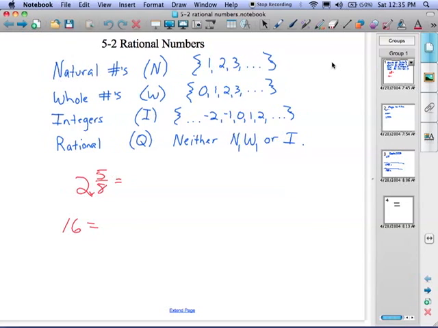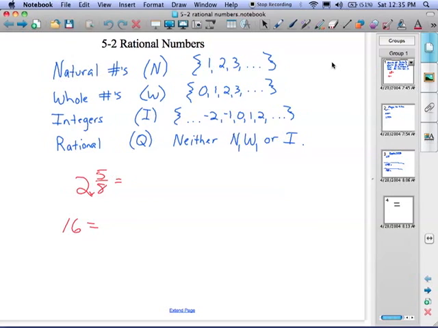They don't get the letter Q because my name is Mr. Quinn. I didn't pick that. Somebody else did. They get the letter Q because Q is the next letter after the letter R. And R is actually used for a different set of numbers called the real numbers, which is the next set of numbers that encompasses all of these. However, the rational numbers are defined as numbers that are neither natural, whole, or integers. In other words, basic fractions and basic decimals.